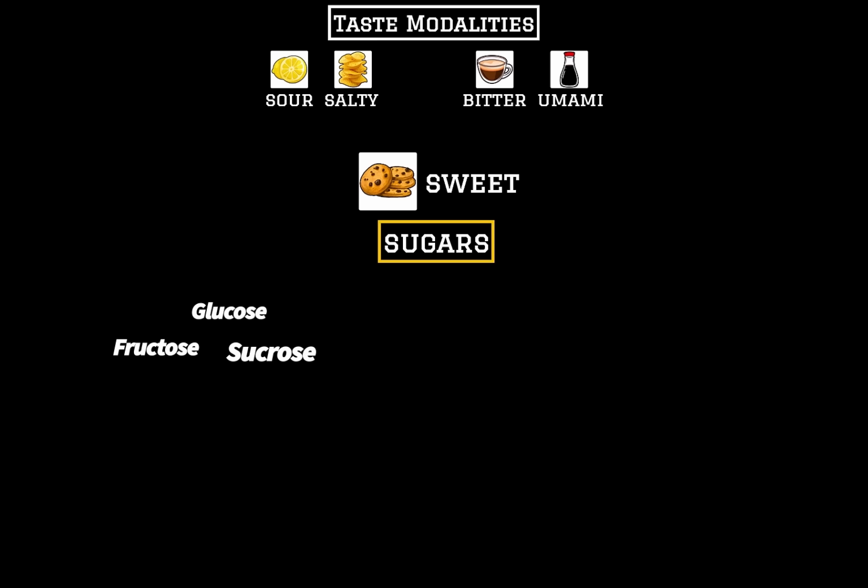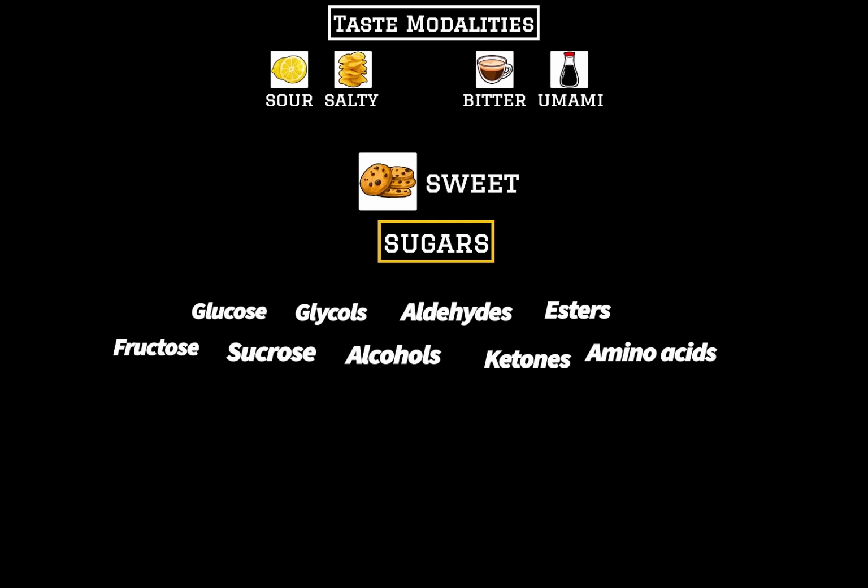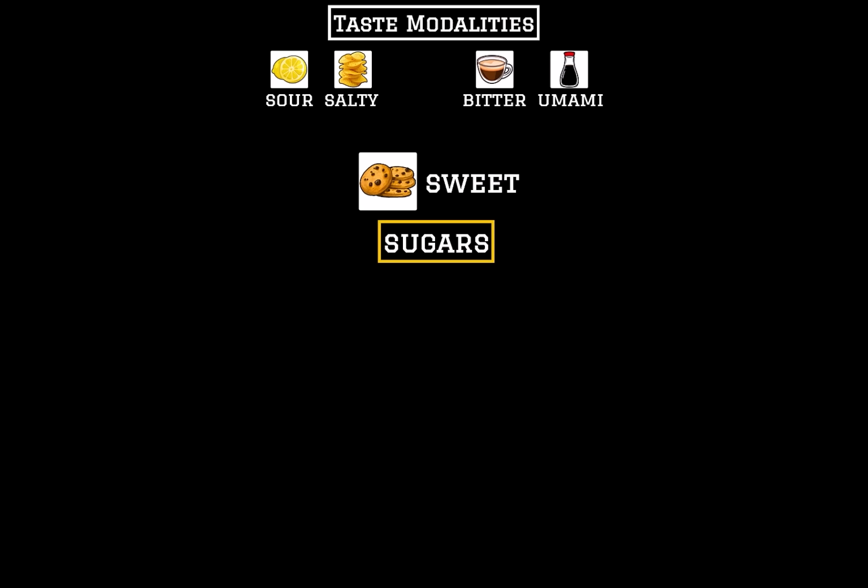chemical groups. Things like glycols, alcohols, aldehydes, ketones, esters, some amino acids, and even certain small proteins. Many artificial sweeteners also fall into this category, despite being structurally unrelated to natural sugars. What's interesting is that even a tiny change in the chemical structure of one of these molecules can flip its taste response entirely, sometimes turning something from sweet to bitter.